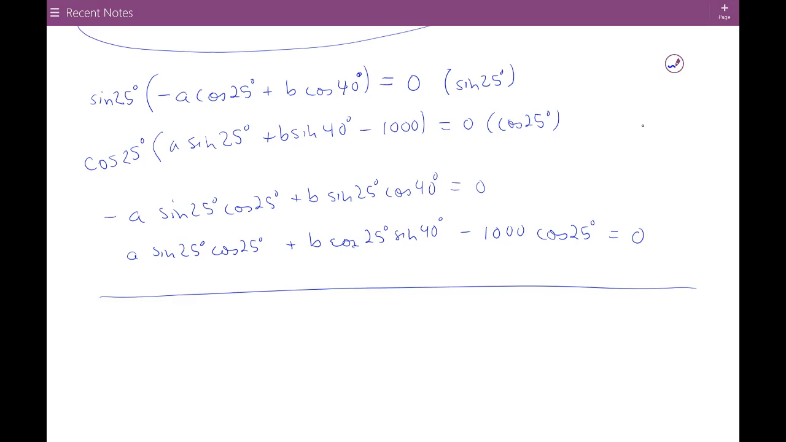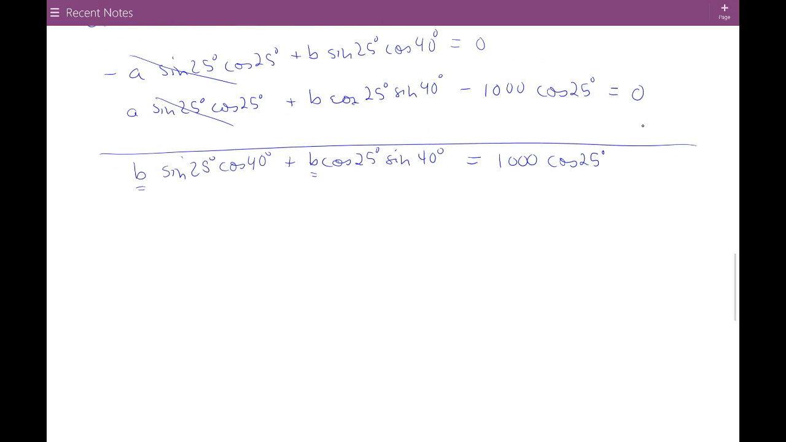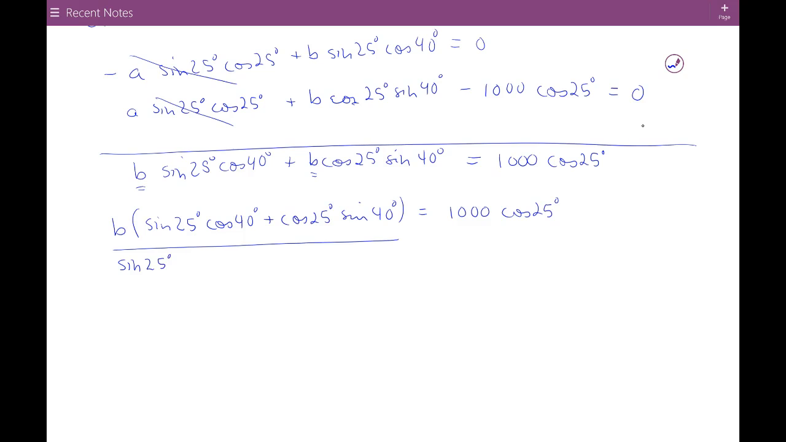So now when we add these two equations together, this first term in each equation is going to cancel because they're exactly opposite. So that's going to leave us with B sine of 25 degrees cosine of 40 degrees plus B cosine of 25 degrees sine of 40 degrees. And then I'm going to put the 1,000 cosine 25 degrees on the other side by adding it to both sides. So now I have two copies of B, but that's what I want to solve for. So I'm going to factor out the B. And then I want to solve for B, so I'm going to divide both sides by this long quantity, sine 25 cosine 40 plus cosine 25 sine 40. Divide both sides.